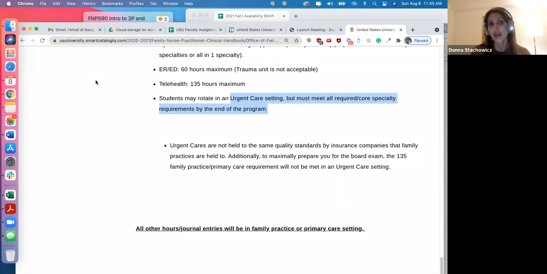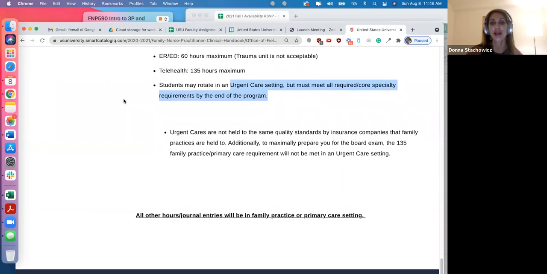So if you ask me, do you think you should do 3 out of 4 rotations in urgent care because it's allowable? Yeah, it's allowable, but would I recommend it? Would I do it? No, because if it were me, and if you were my kid, you were my family, I would say get as much experience as you can with as many different providers as you can. Okay. So try to get different experiences.